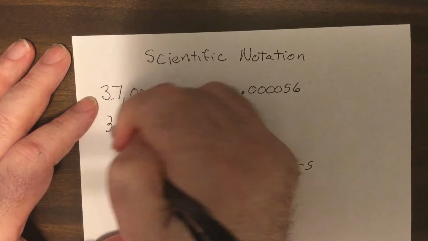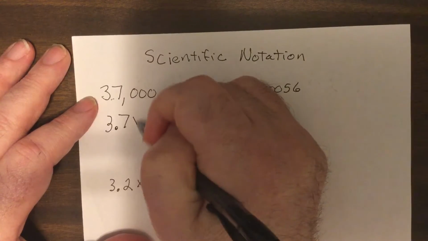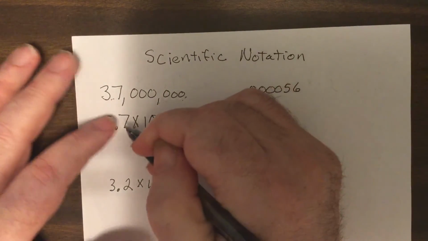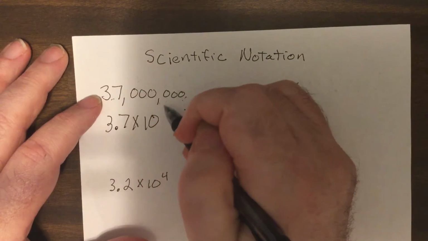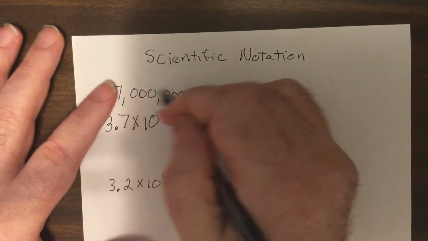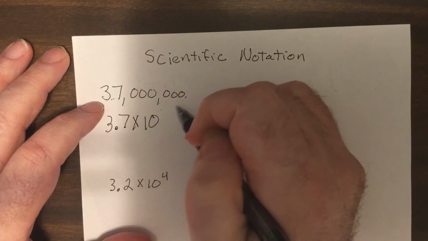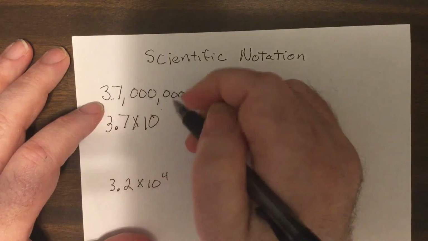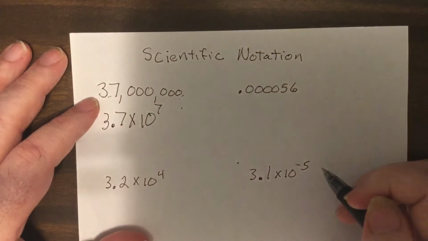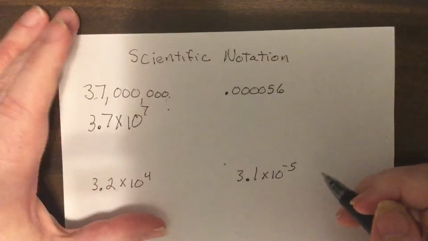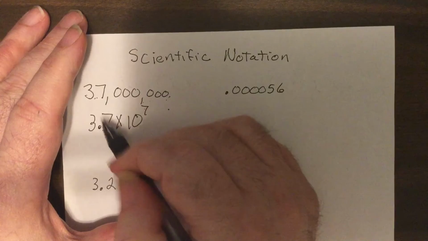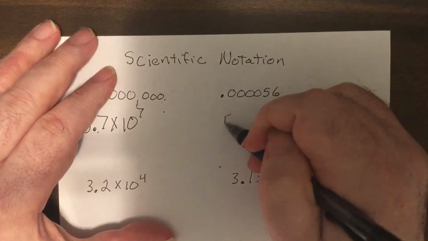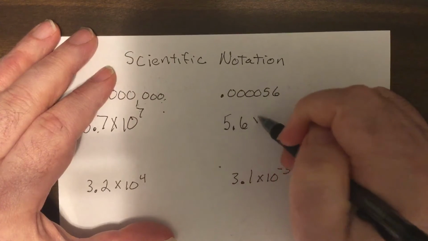3.7 is between 1 and 10. Times 10. Now, if this is smaller than this, the power has to be positive because you have to make it bigger. So here I go: 1, 2, 3, 4, 5, 6, 7. So you have 10 sevens multiplied to this to get to this. Here you move it. Ooh, 5.6 times 10.